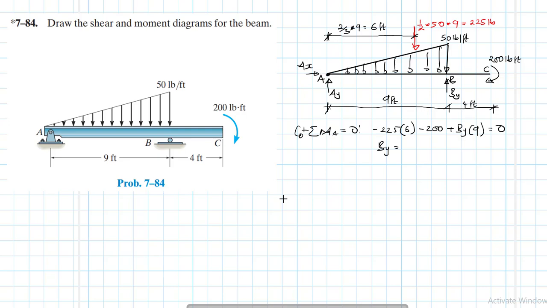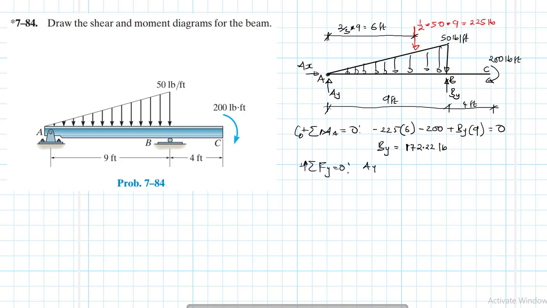225 by 6 minus 200, then divided by 9, we get 172.22 pounds. We repeat this: 225 by 6 minus 200 divided by 9, 172.22. Okay, so summation of forces in the y direction.